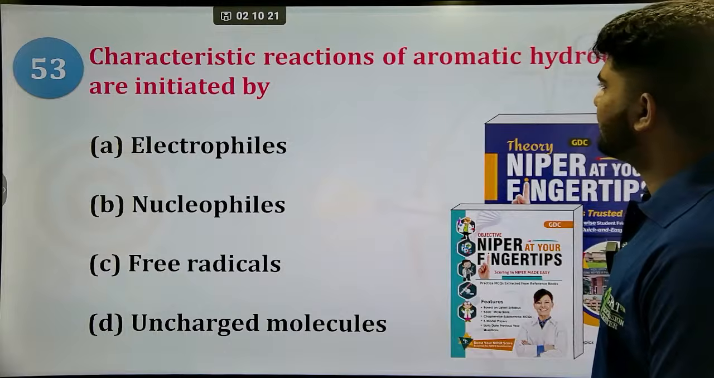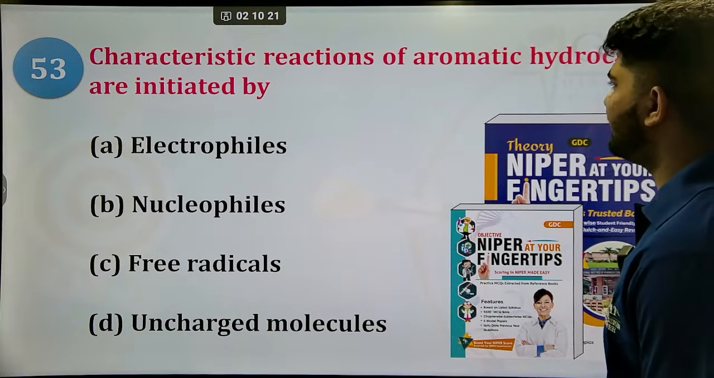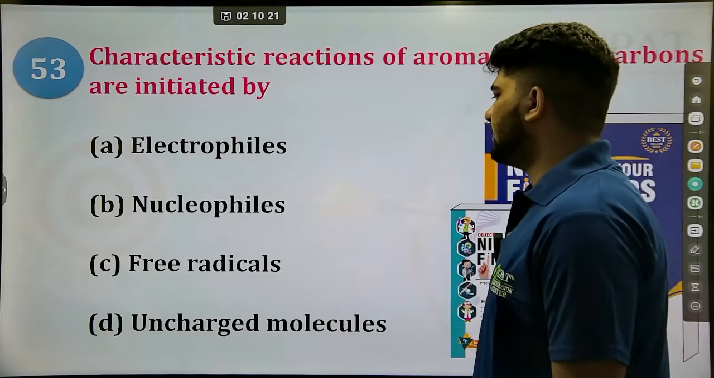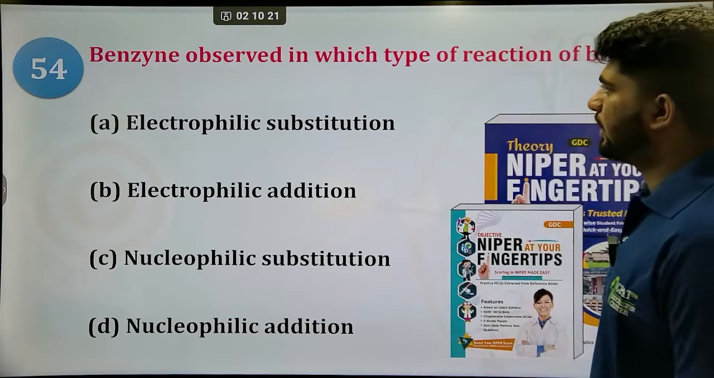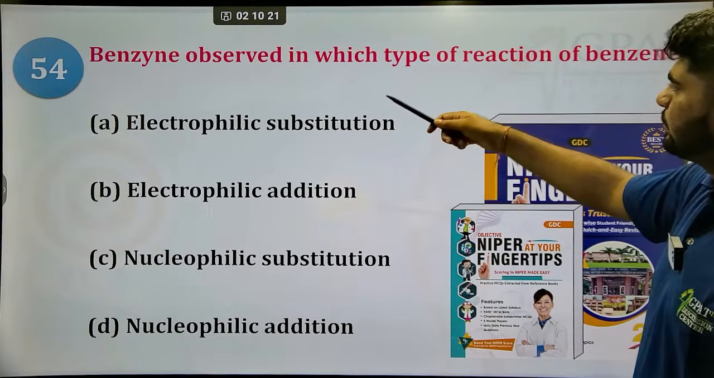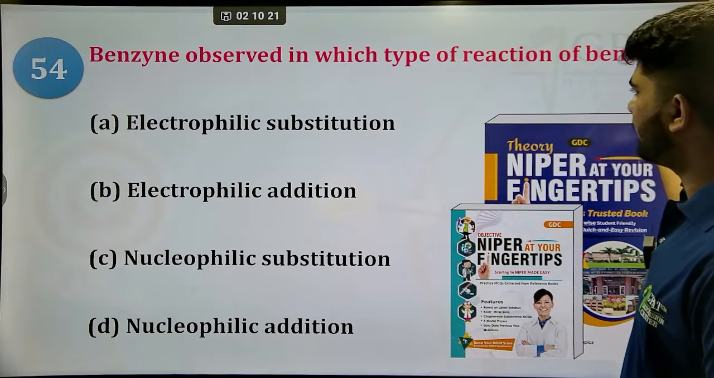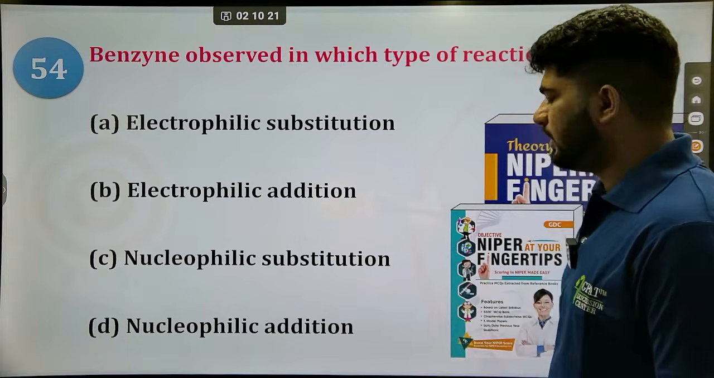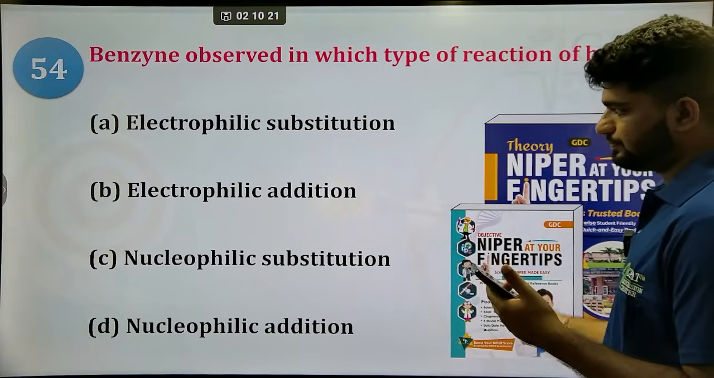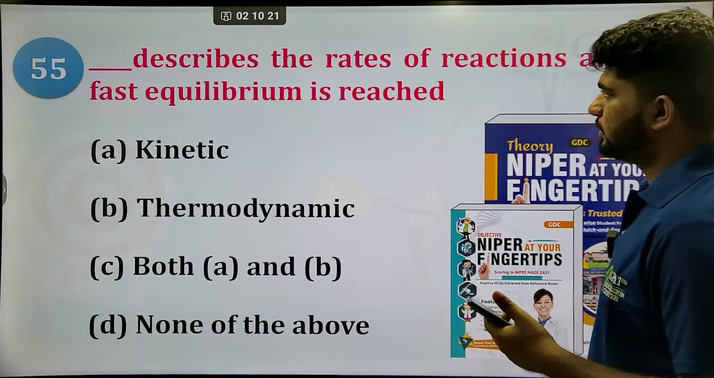Characteristic reactions of aromatic hydrocarbons are initiated by electrophiles, nucleophiles, free radicals, or uncharged molecules. These are electrophilic reactions. Benzene undergoes which type of reaction? Electrophilic substitution, addition, nucleophilic substitution, or nucleophilic addition. Yeah, this is your electrophilic substitution.